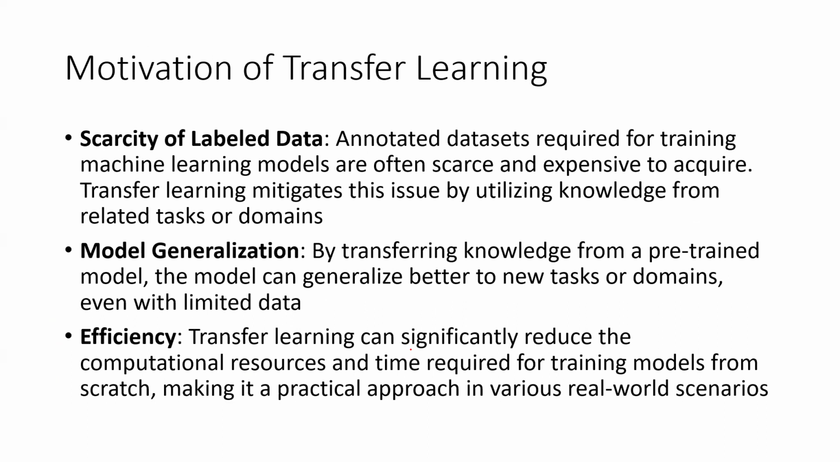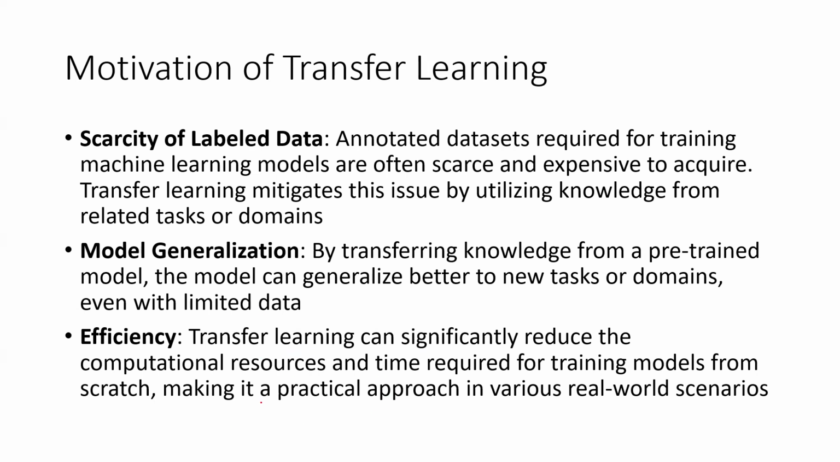So there are several motivations for transfer learning. One is the scarcity of labeled data. Like I said, the cat images may be scarce. So if you can use an already trained model trained on a higher amount of data, then you can get higher performance, right? And model generalization is also a problem, right?